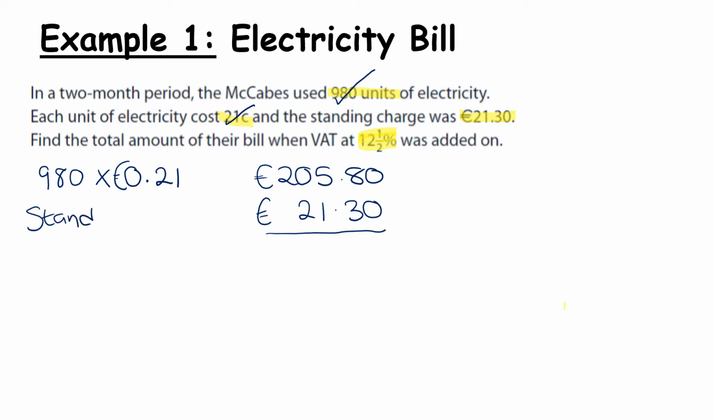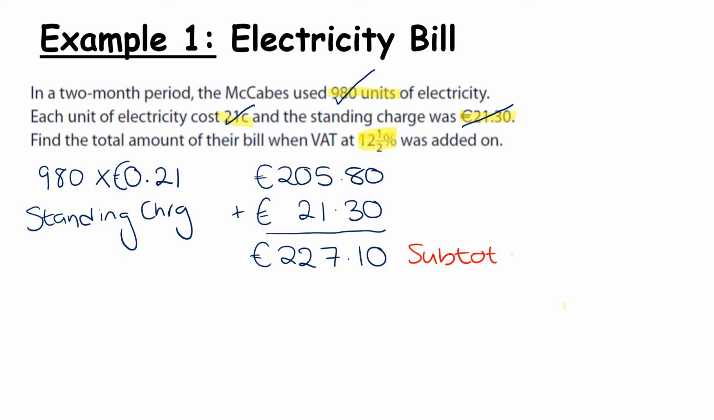So this is the standing charge. So we're going to add that on. So we're going to add on our 21.30 and we get 227 and 10 cents. We have now what's called the subtotal. So we're not quite at the total phase yet because we have to add on our VAT. Now the VAT is going to be 12.5%.